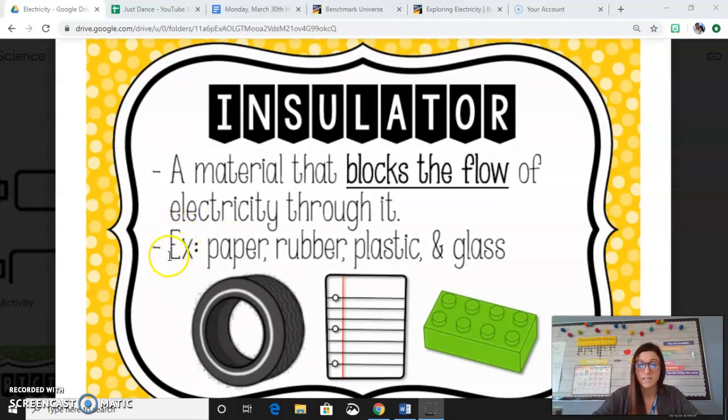And examples of insulators are paper, rubber, plastic, and glass. So on that straightener cord that I was using, it is outlined with that rubber plastic. Okay.